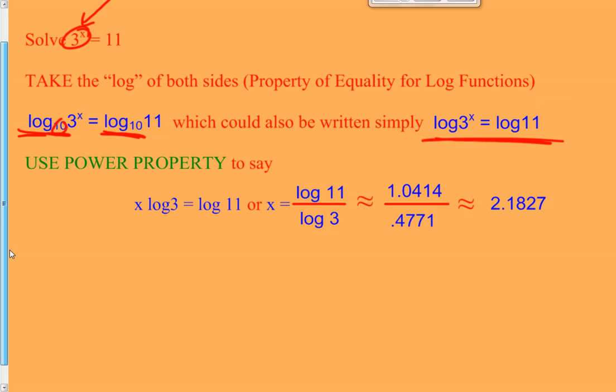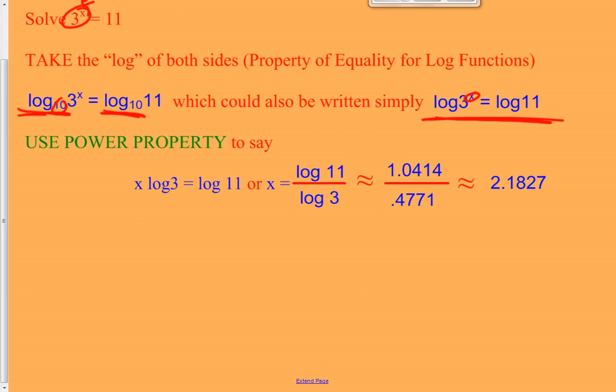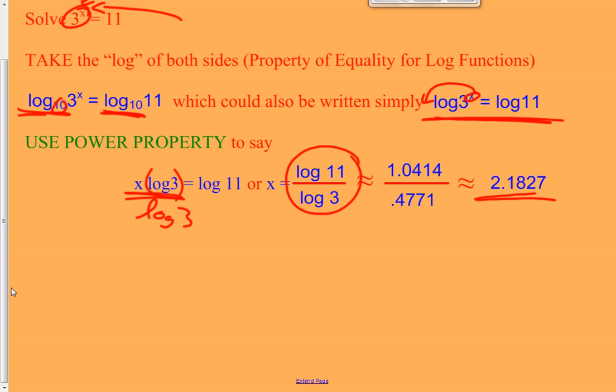Now I could use the power property, which you learned yesterday, to move this x in front as a coefficient. So now it's multiplied. It is x multiplied by log 3, you can put a parenthesis right there, equals log of 11. And now if I divide both sides by log 3, that's what this says, log 11 divided by log 3, I could put that into my calculator and get this value. That is how that helps us. Now I know what x equals. This number right here is 2.1827. You could check that in your calculator, and you're going to get approximately 11.